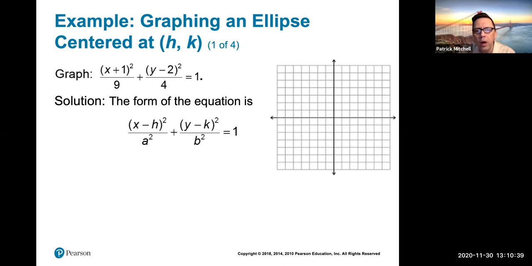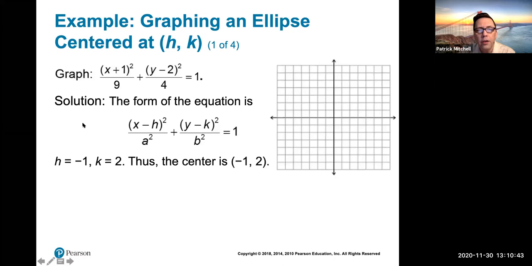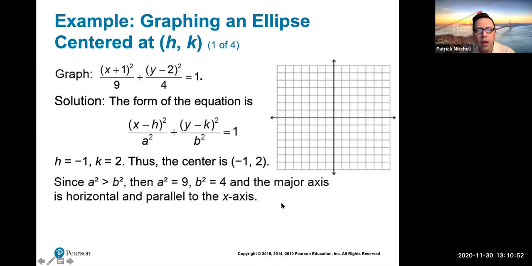All right, so the equation has this form. Note that h is -1 and k is 2, which means the center is (-1, 2). Since a squared is greater than b squared, a squared is 9 and b squared is 4. That means the major axis is horizontal and parallel to the x-axis.